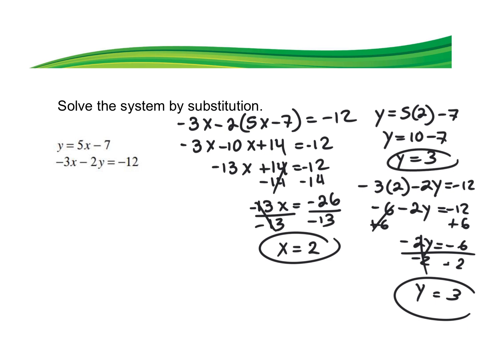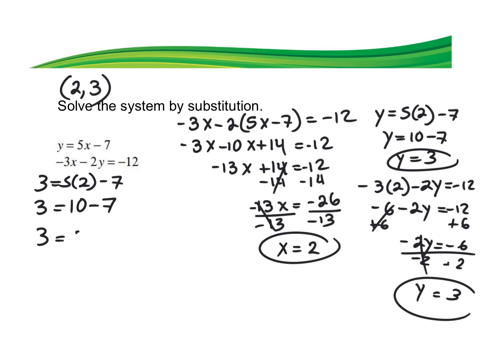So again, it matches, so we know we did something right, but we are not done because we have to check it. Again, on the test and the quiz, you don't have to, but if you had time, I highly do recommend it. So our ordered pair is 2, 3. We're going to plug that into both equations. So when I do that, I start by plugging in the y as 3 equals 5 times 2 minus 7. That's going to be 3 equals 10 minus 7. So we get 3 is equal to 3. So we know it works. So the first equation is good.